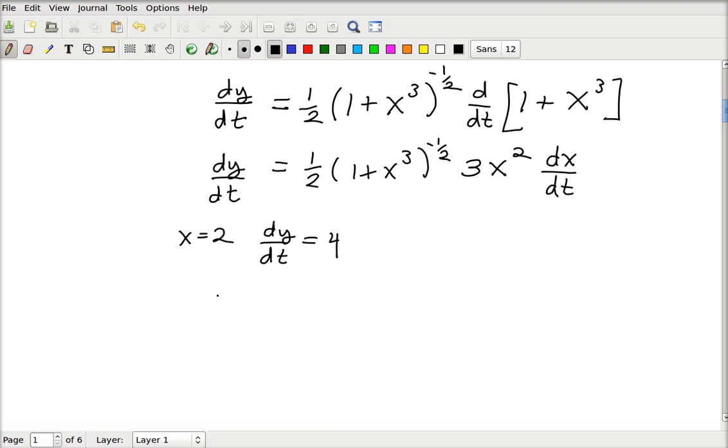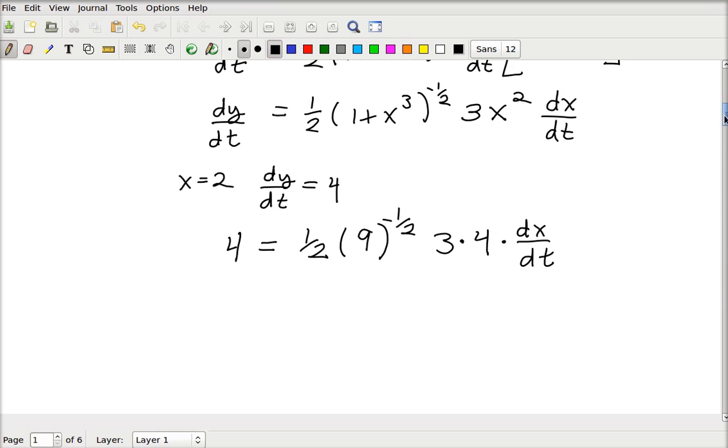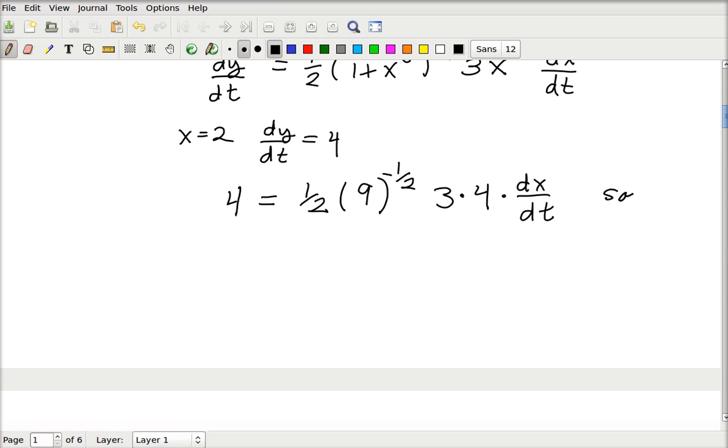So what happens when we do all that? We get this equation: 4 is equal to 1/2. Now I plug 2 in here. 2 cubed is 8, and so I've got 9, which is good because 9 works well with a 1/2 power. And this 3 hangs around, and this becomes a 4 when I plug 2 in for x. And this is the thing that we don't know, dx/dt. So now I just have to solve for dx/dt.